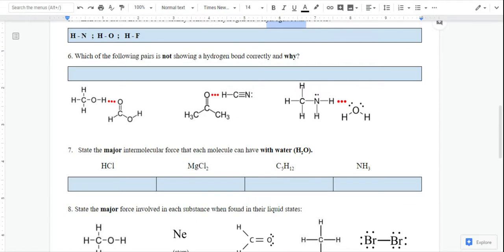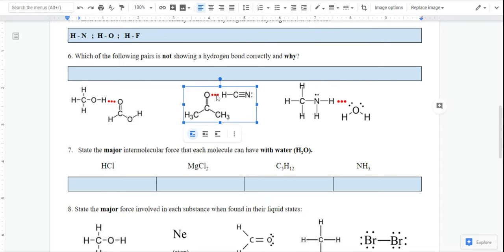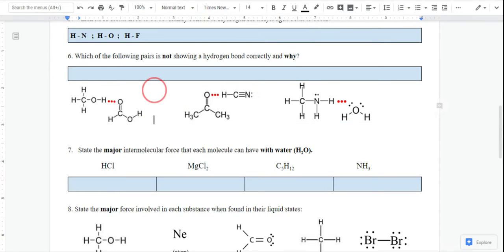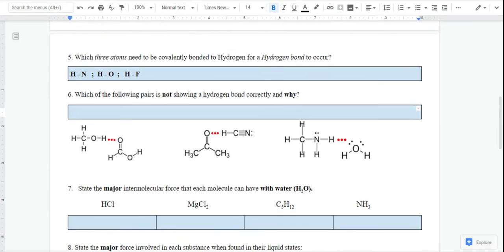Now, whenever we show a hydrogen bond, we use these three red dots seen here. And what it always has to have is one of these hydrogens on either N, O, or F, and then that should have three red dots to another nitrogen, oxygen, or fluorine. So it says which one is not shown correctly.